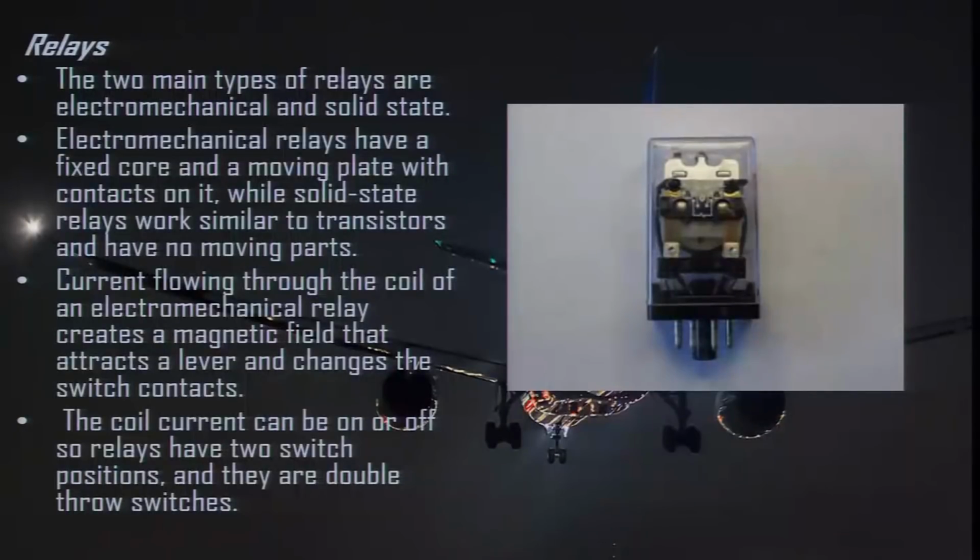Current flowing through the coil of an electromechanical relay creates a magnetic field. Because of this magnetic field, it attracts a lever and changes the switch contacts. The coil current can be on or off. So, relays have two switch positions and they are double throw switches.